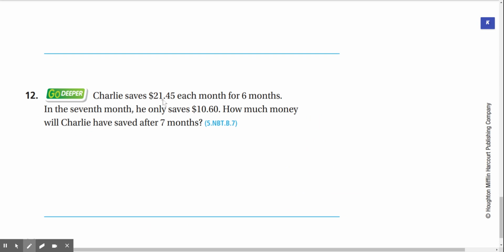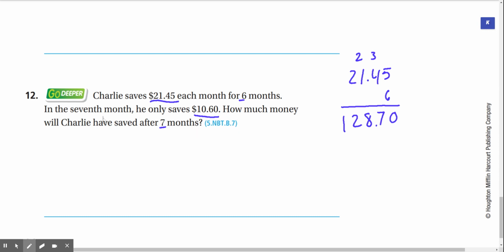Number 12. Charlie saves $21.45 each month for 6 months. In the 7th month, he only saves $10.60. How much money will Charlie save after the 7 months? So for 6 months, he's saving $21.45. So let's get that value really quickly. 5 times 6 is 30. 6 times 4 is 24, plus 3 is 27. 6 times 1 is 6, plus 2 is 8. And 6 times 2 is 12. So he saves $128.70 in the 6 months.